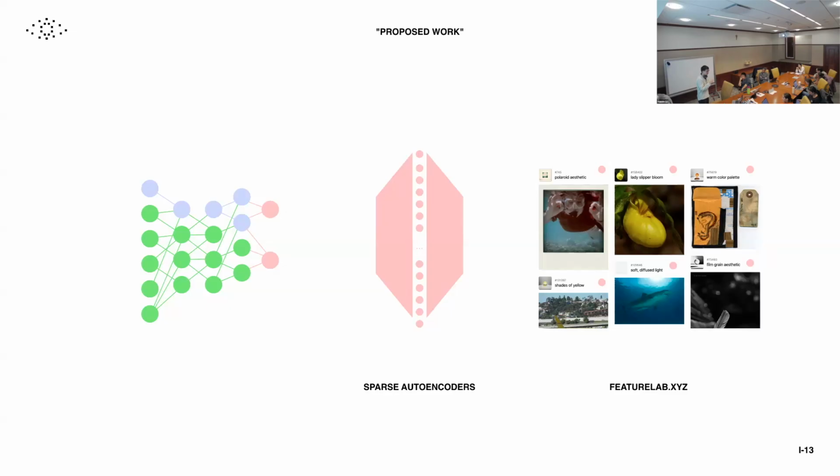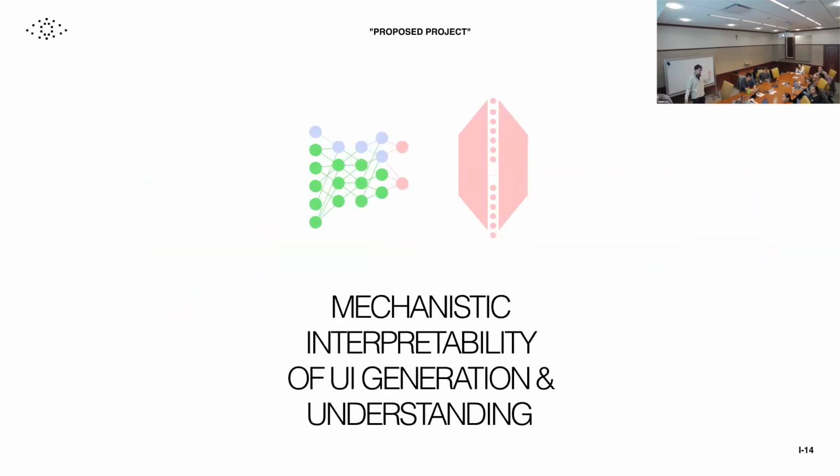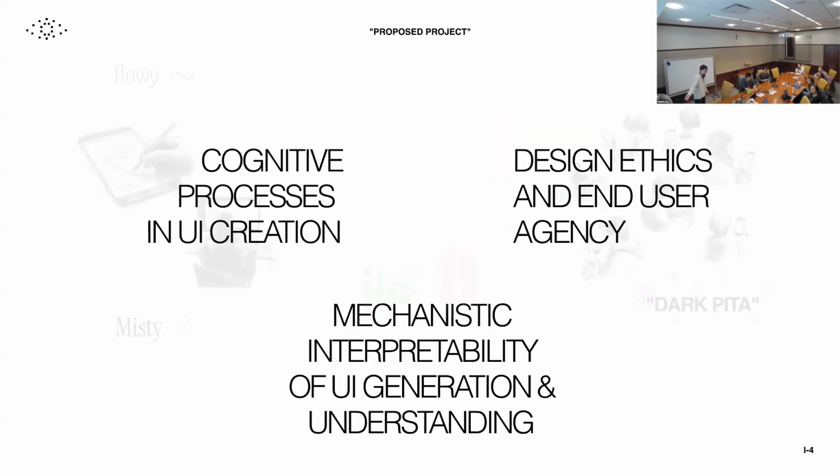Can we use a sparse autoencoder to understand the embedding of a multimodal embedding model like CLIP to understand the human interpretable features of user interfaces from screenshots? And that is what I propose to do. That is a very high-level overview, but it's mechanistic interpretability of UI generation and understanding using sparse autoencoders. And that is what I want to achieve before I graduate. And that's everything.